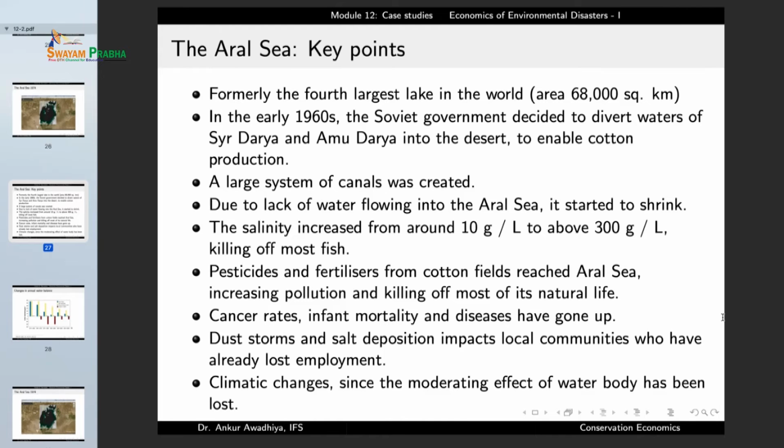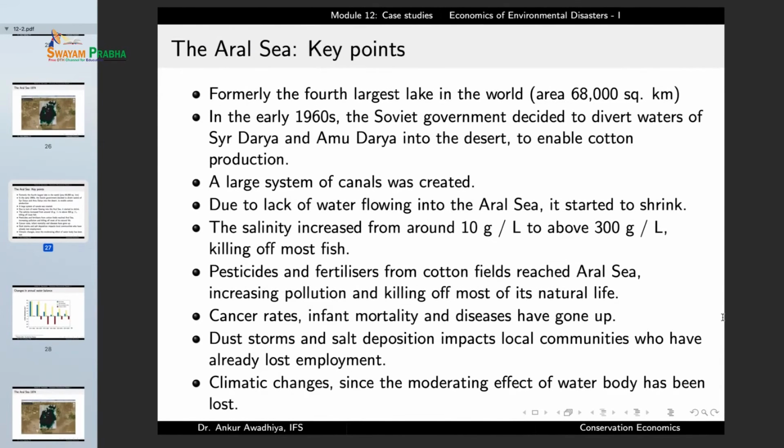Due to lack of water flowing into the sea, it started to shrink. So the lake earlier was in a dynamic equilibrium. The amount of water that it was losing because of evaporation, and some amount of seepage into the soil and so on, was roughly equal to the amount of water that was flowing inside. Now, if you stop the flow of these rivers and divert the water, then the input to the lake stops, but the output, because of evaporation or seepage, continues as it is. So now you are not letting water enter the lake, and so the size of the lake starts to shrink.